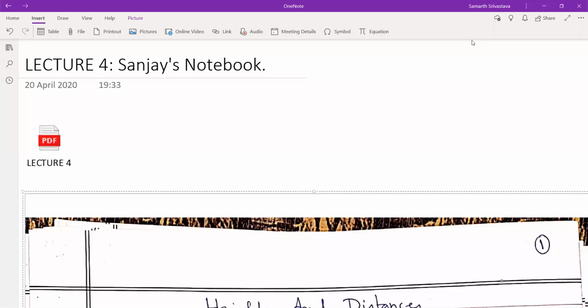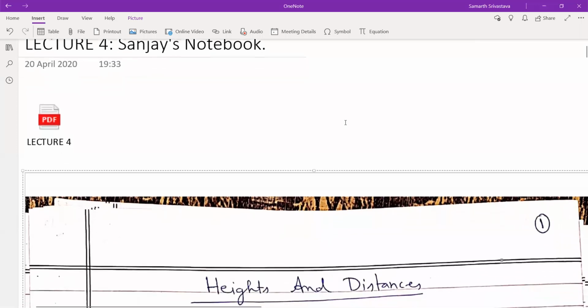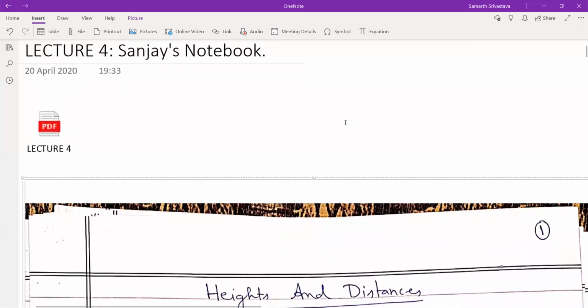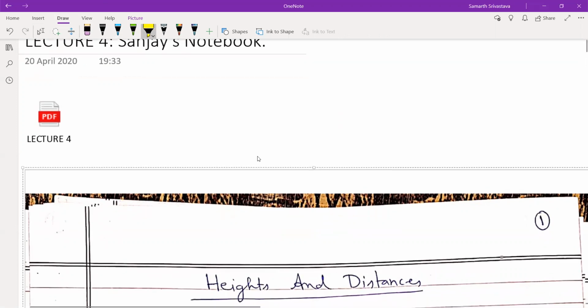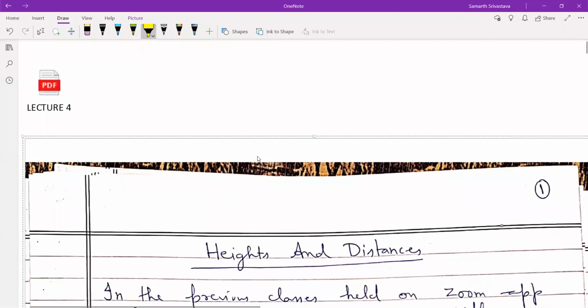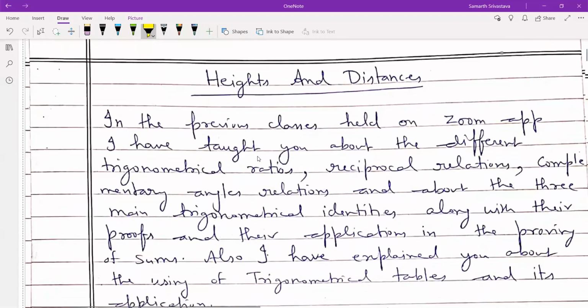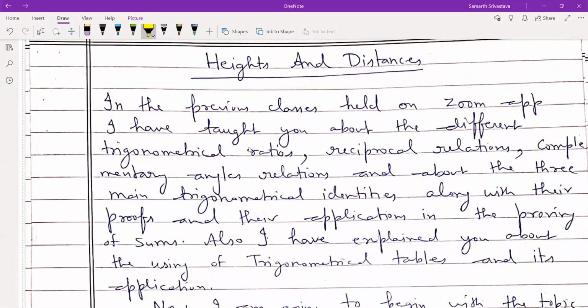Dear students, in the previous class held on Zoom, I taught you about the different trigonometrical ratios, reciprocal relations, complementary angle relations, and also about the three main trigonometrical identities along with their proofs and their application in sums. Also, I have explained to you the use of trigonometrical tables and their application in sums.